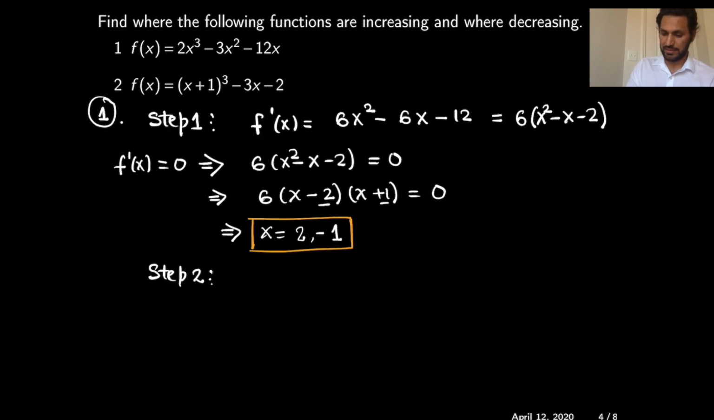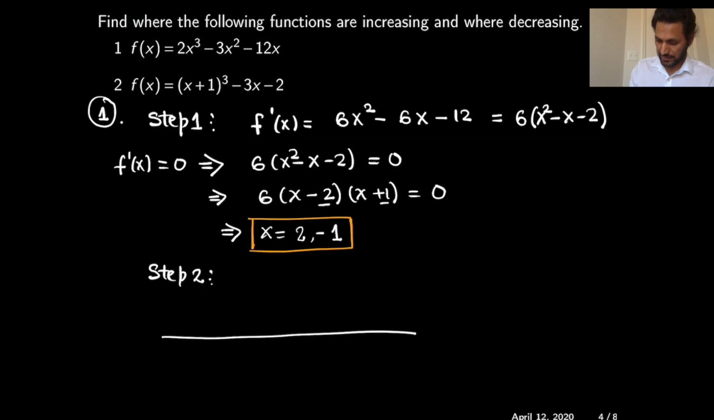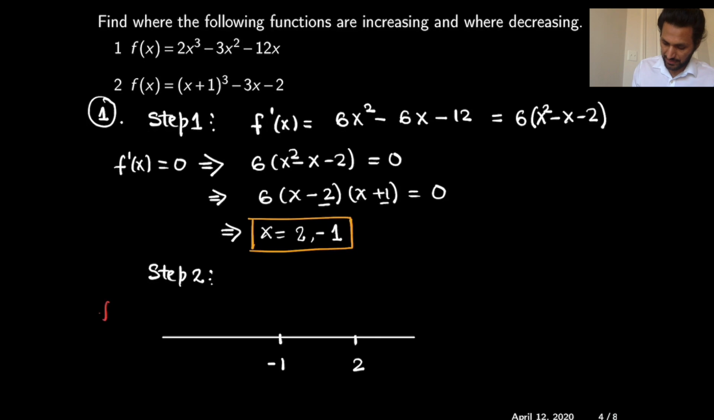Now we will do the line test. The line test is you simply draw a line and plot these points on the line, -1 and 2, and then we will write down the derivative of the function here. F prime of x is 6 times x minus 2 times x plus 1. This is the simplified version of the derivative.